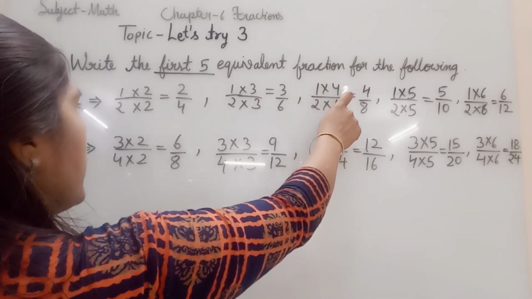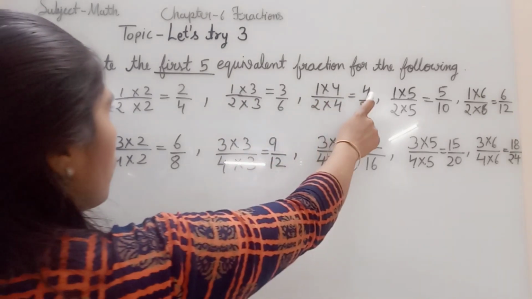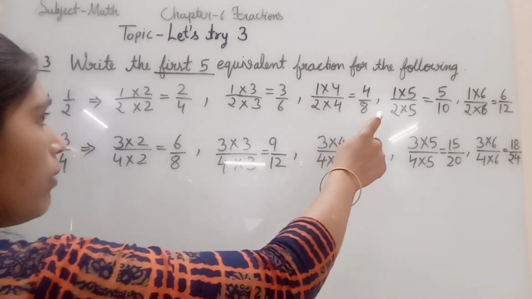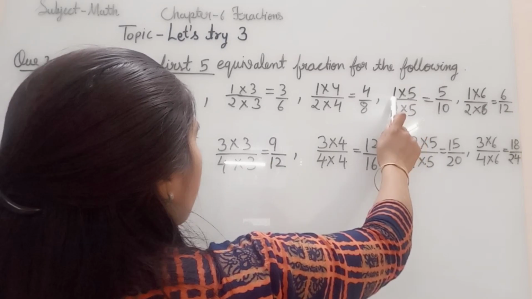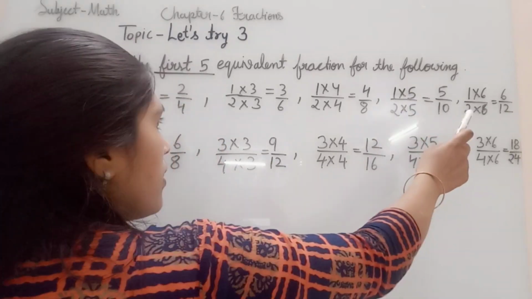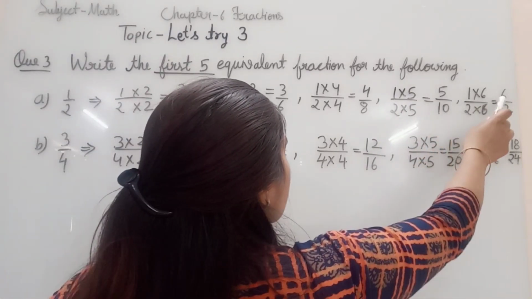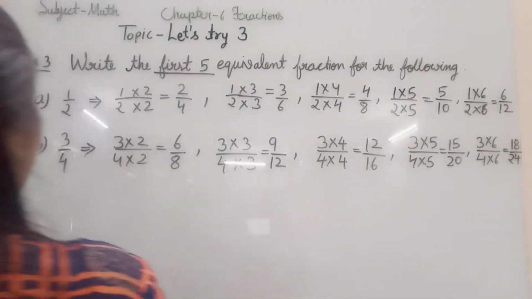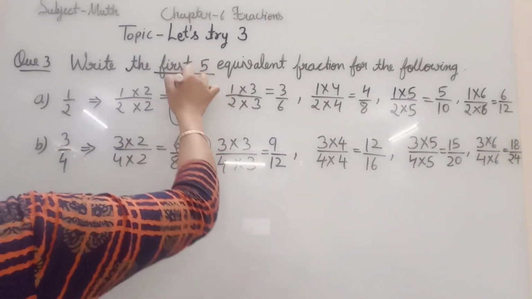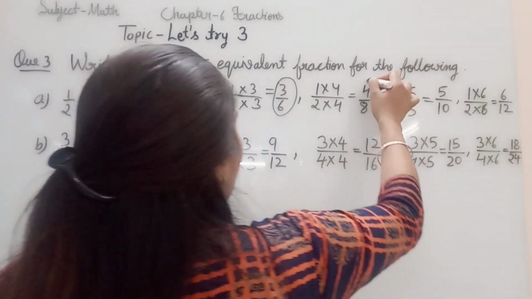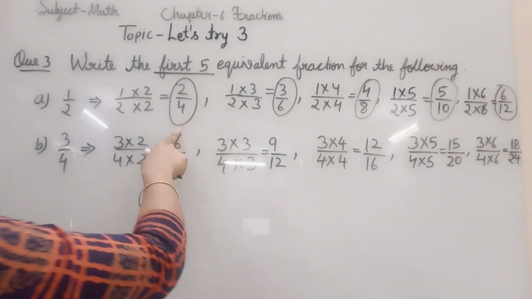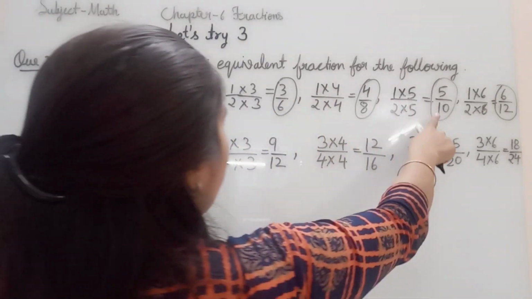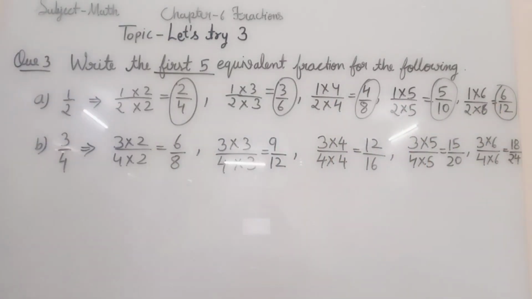Now we will multiply 4 by 4. 4 1s are 4, 4 2s are 8. Now we will multiply 1 by 2 with 5. 5 up and 5 down. 5 1s are 5, 5 2s are 10. Now we will multiply with 6. 6 1s are 6, 6 2s are 12. So these are the first 5 equivalent fractions of 1 by 2: 2 by 4, 3 by 6, 4 by 8, 5 by 10 and 6 by 12. Got it? So I am taking the next example.